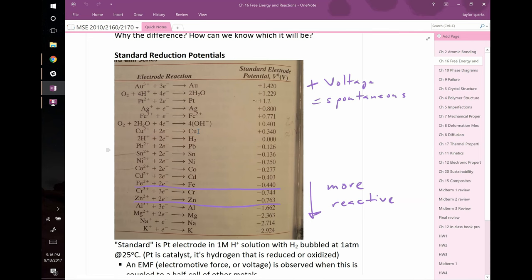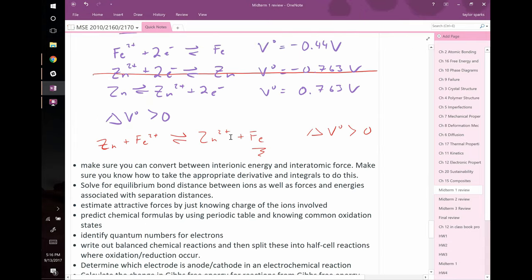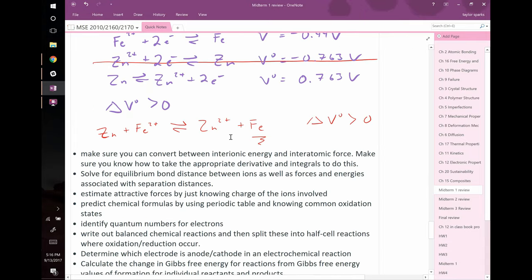So instead of thinking, oh, it's the one below it, I think what's safer to do is to remember that every redox reaction has to have a reduced ion and an oxidized ion. You're just going to add those together. And when you add it together, if you get the species that you want, you add the voltages. And if it's positive, then it's going to happen. If it's negative, then you did it backwards.